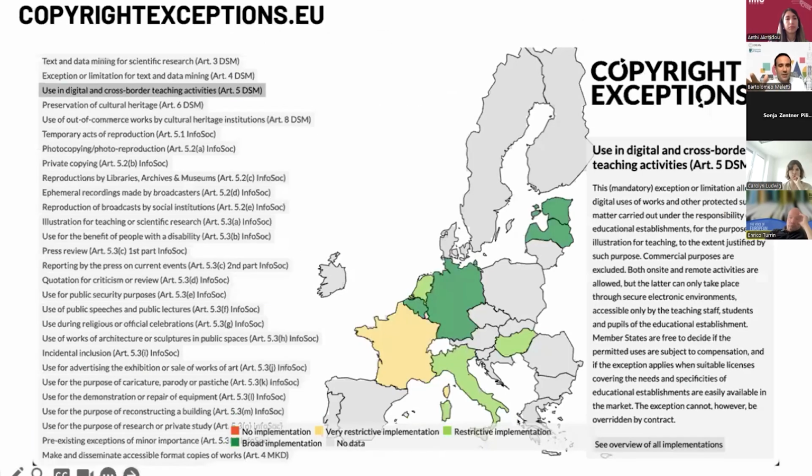Anyway, the level of implementation, I'm not sure. This is a resource, copyrightexceptions.eu, that monitors the level of harmonization and implementation of exceptions. From what I can see from that map, it doesn't look like it's been broadly implemented yet, but that may well be due to just the resource not being up to date. I think Kari will show you a more up-to-date resource on that from the EUIPO.